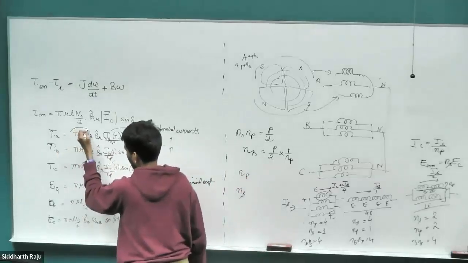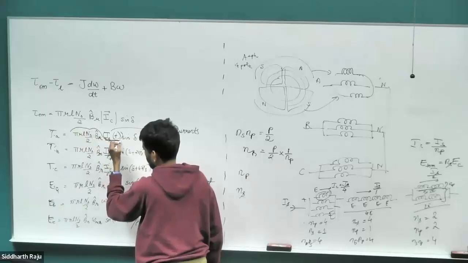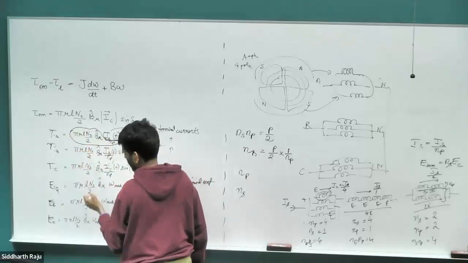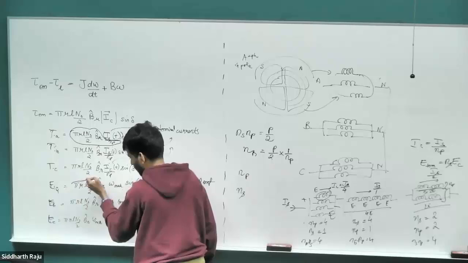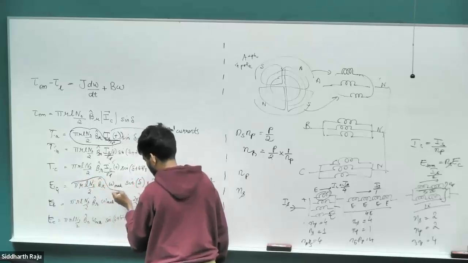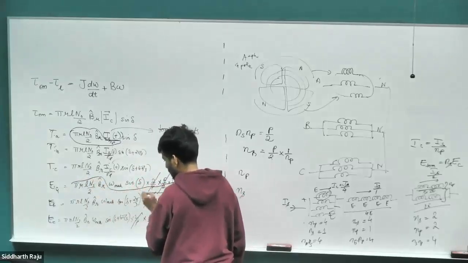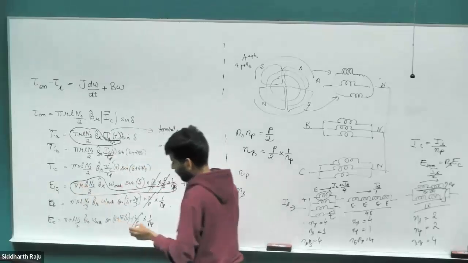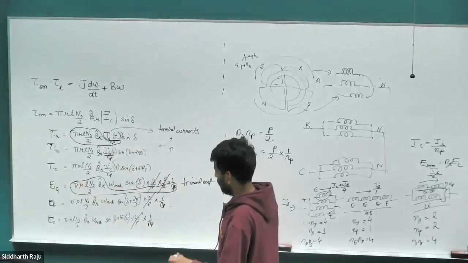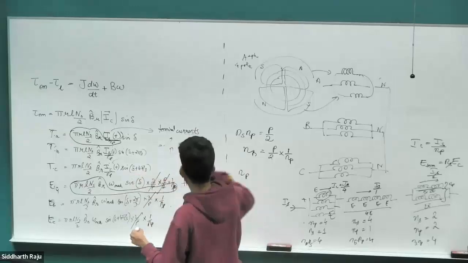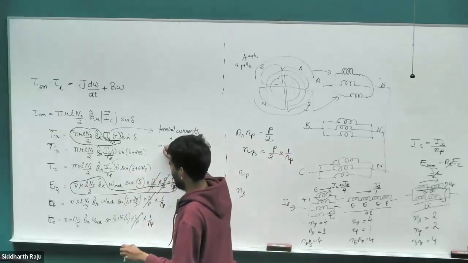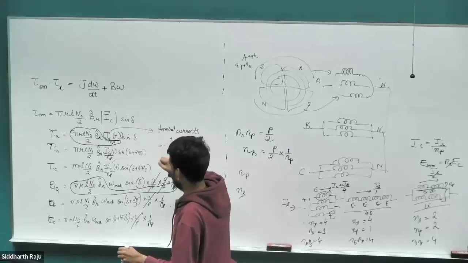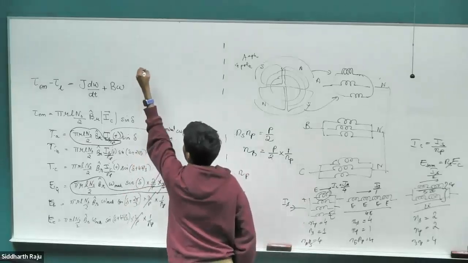So pi R L Ns divided by 2 times Br divided by Np. Same here: pi R L Ns divided by 2, Br divided by Np. So you get the same coefficients for the KE and KT terms. If at all you get an expression when you model your motor with KE being different from KT, there is one possibility: that you don't have the same base SI unit.